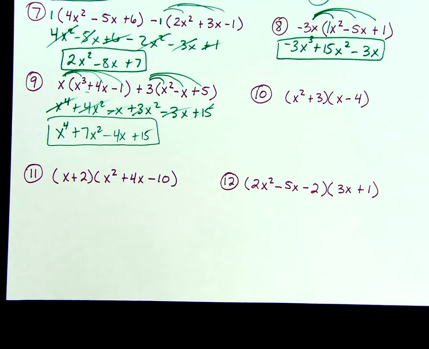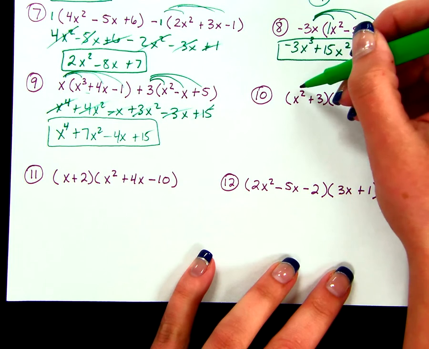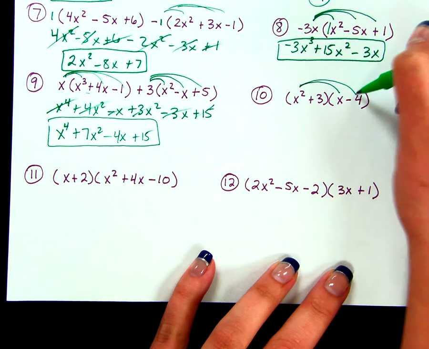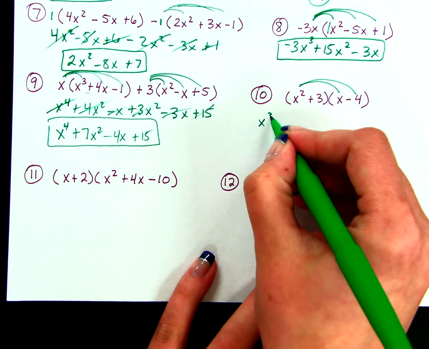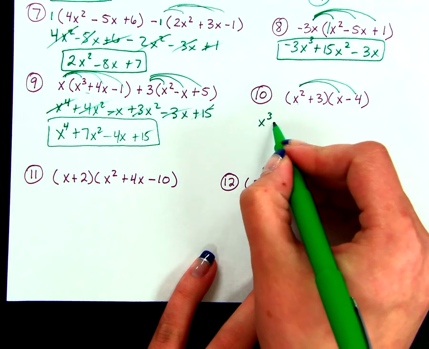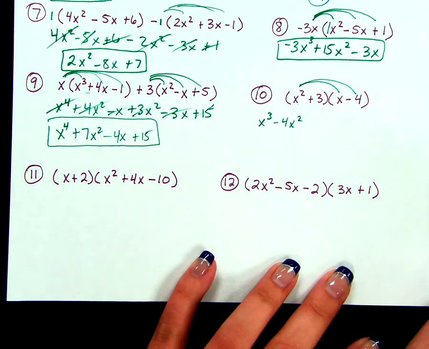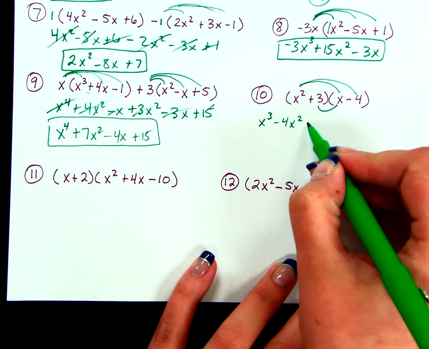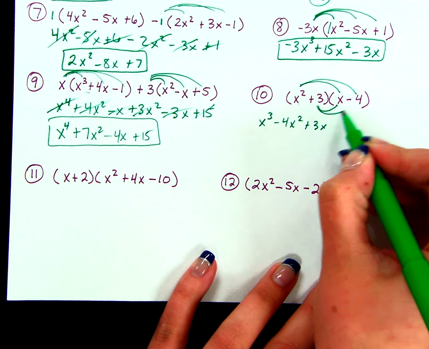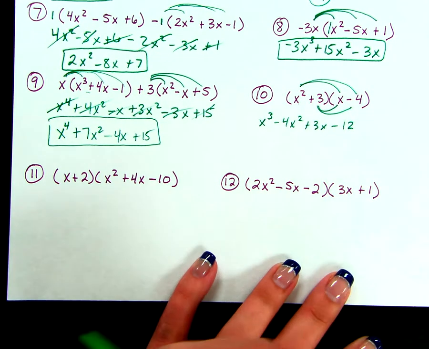All right, next one. So this is asking us to multiply those 2 binomials together. So that means that we're really just distributing. So I'm going to take x squared times each of the terms in the second group. So x squared times x is x cubed. X squared times negative 4 is negative 4x squared. Then we go to the next term and do the same thing. So 3 times x is 3x. 3 times negative 4 is negative 12.